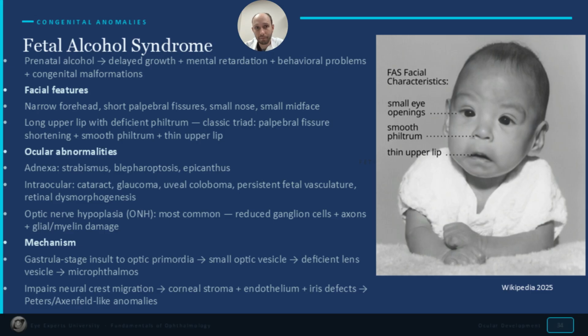Characteristic facial features include a narrow forehead, short palpebral fissures, a small nose, small midface, a characteristic long upper lip with a deficient philtrum. From an eye standpoint, you can get some strabismus, blepharoptosis, some cataract, glaucoma, some strange eye malformations, basically. Now, this all sounds like something we've talked about before, and this is related to impaired neural cell migration because it is responsible for the face and many other eye developments.